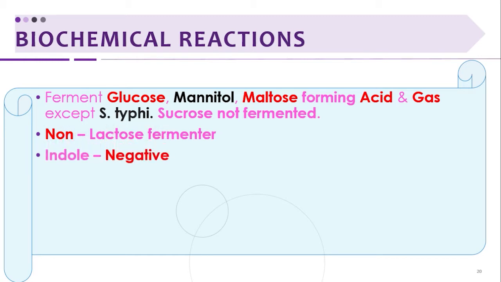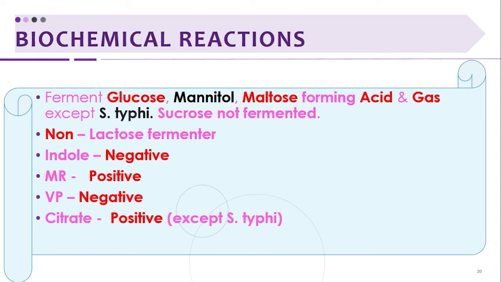Now coming to the other biochemical reactions, as far as the indole test is concerned, they are negative. They are MR positive, VP negative, and citrate positive, except Salmonella typhi, which may vary, and generally shows a negative citrate test. The urease test is negative, which is one of the important tests to differentiate them from other species, particularly the Proteus species, where Proteus are urease positive but Salmonella are urease negative.